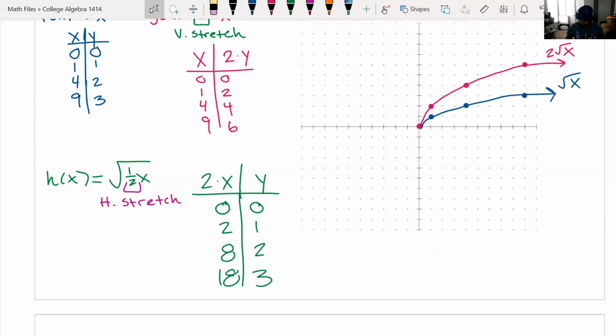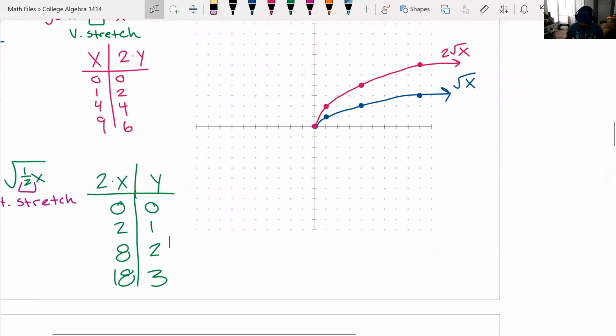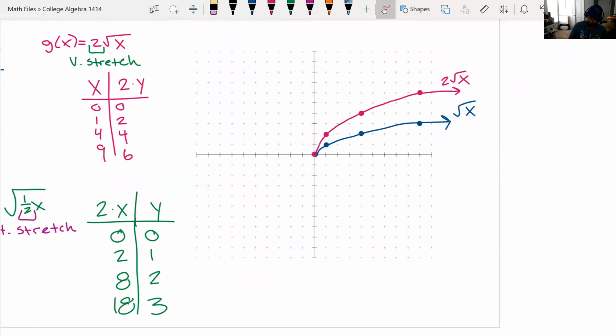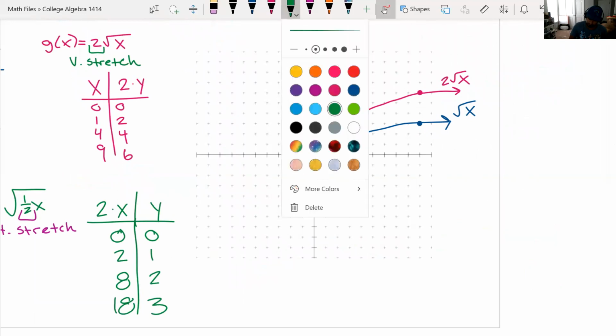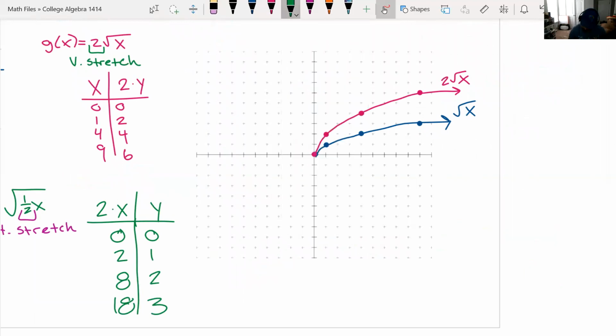Okay. Let's graph. 0, 0. Share that point with all of them. 2, 1. 8, 2. And somewhere out there is 18, 3.